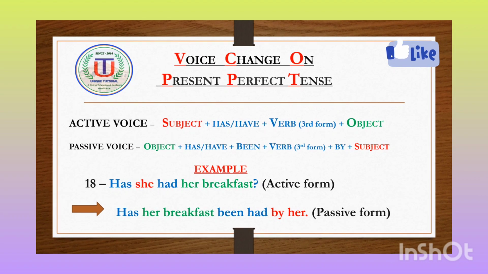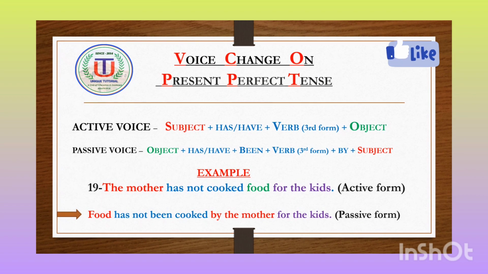This is another example. Has she had her breakfast? The sentence is in present perfect tense but in active voice. So to make this sentence in passive voice, it will be, has her breakfast been had by her? Example number 19. The mother has not cooked food for the kids. The sentence is in active form in present perfect tense. So the passive form will be, food has not been cooked by the mother for the kids.